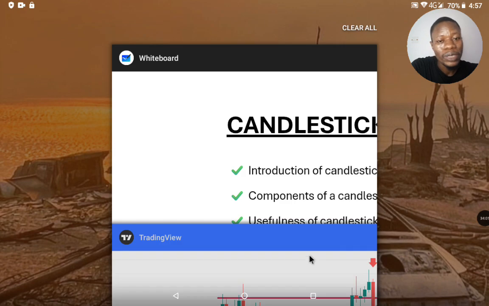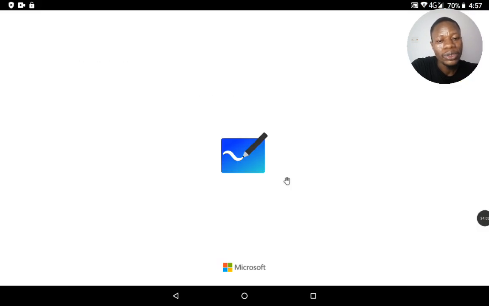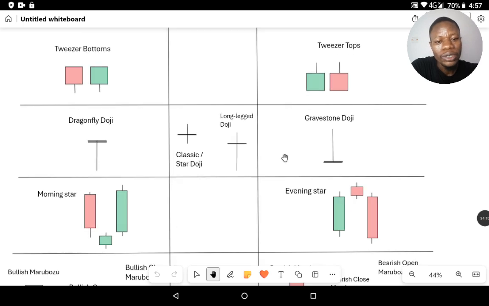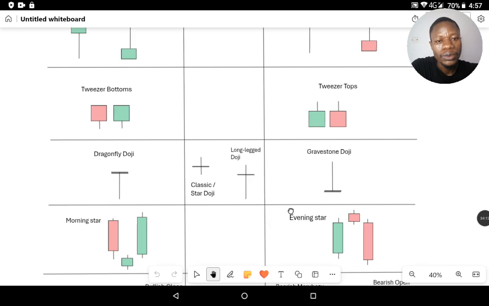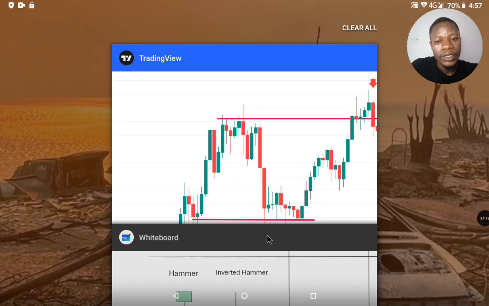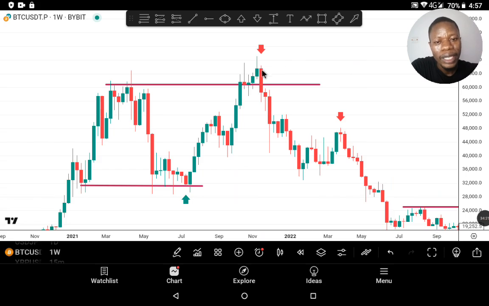I don't want to waste our time, because of our time, I might not have the time to be going back and forth. So we have the shooting star. Let me show you. Can you see? This is the shooting star here. Can you see that it is very similar to what we have here?